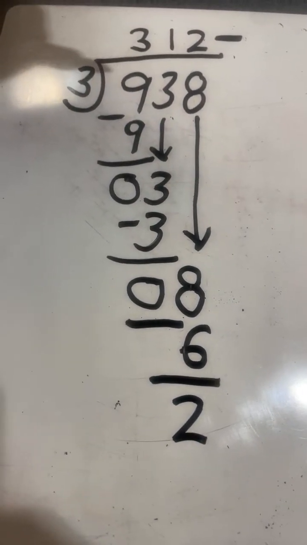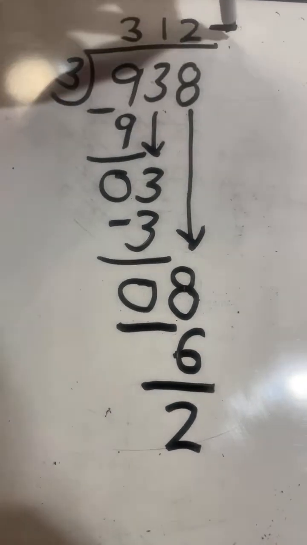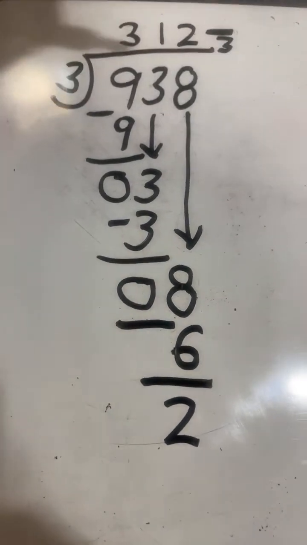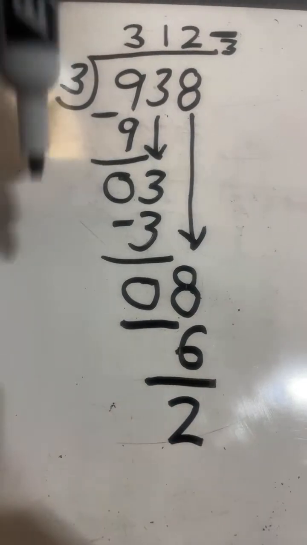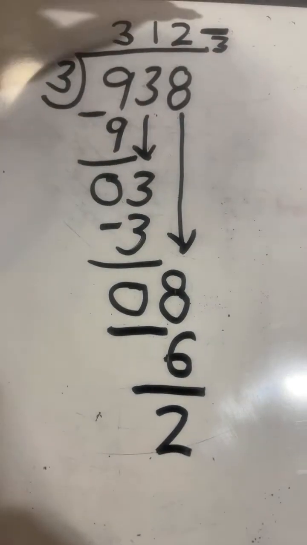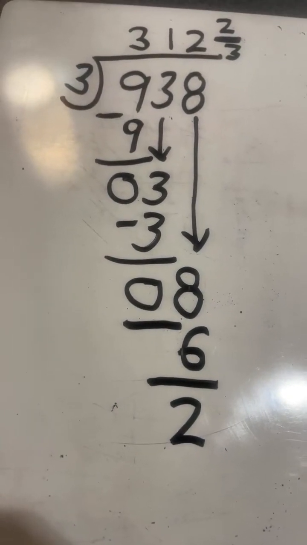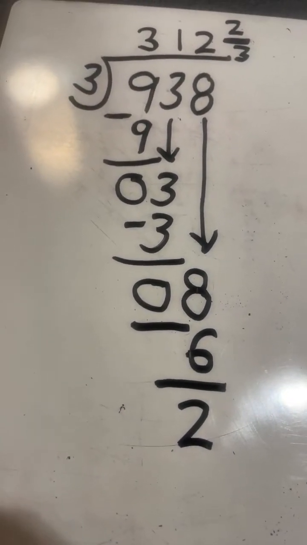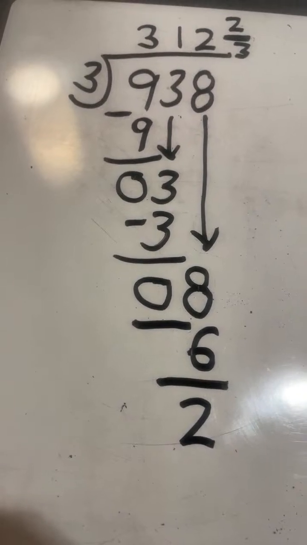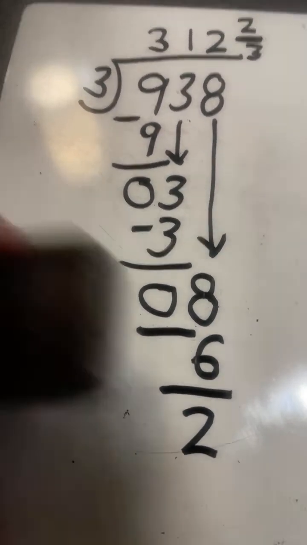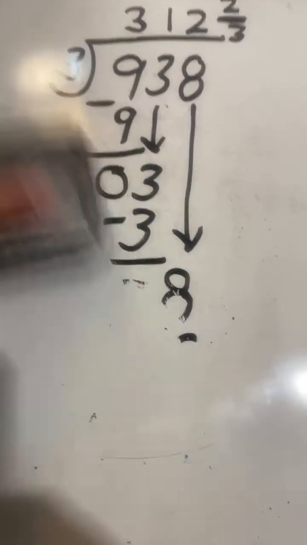So what number are we dividing by? We're dividing by 3. So 3 would be our denominator. 2 is our remainder. That's our numerator. So we have our final answer. 938 divided by 3 equals 312 and 2/3. All right, moving on to the next example problem.